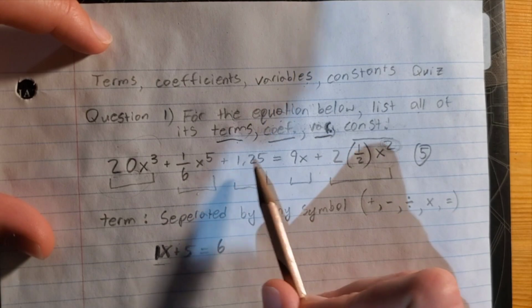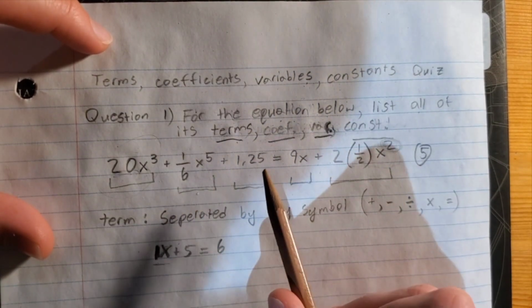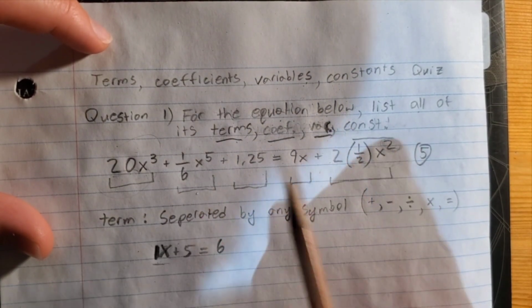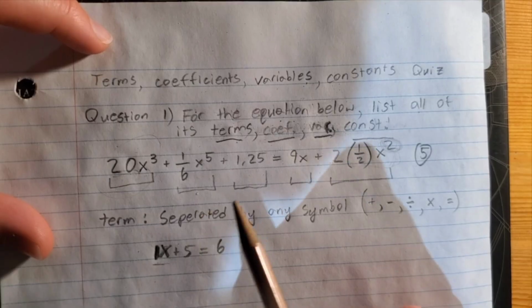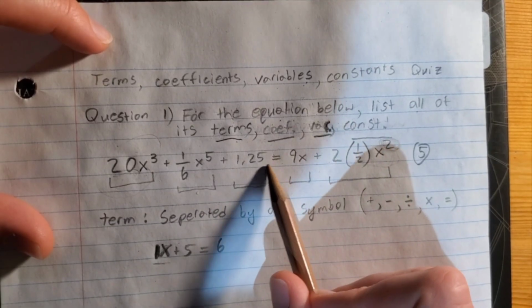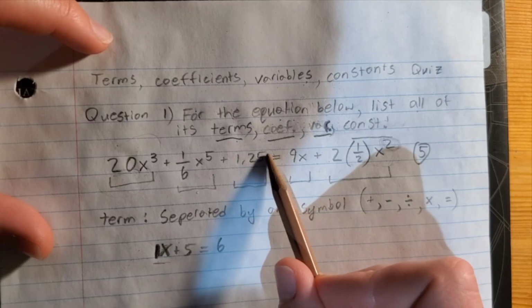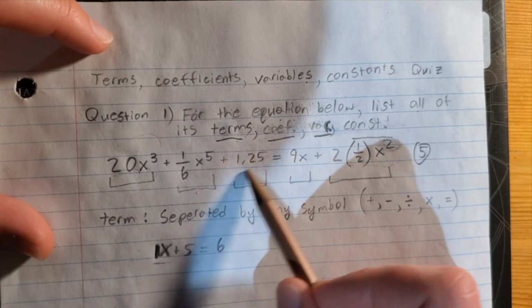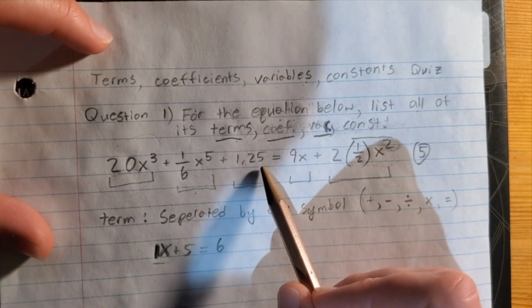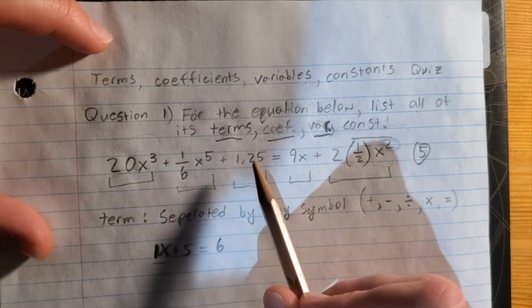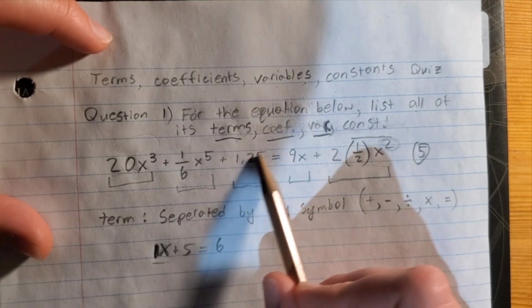Now, 1.25. Is this a coefficient? I really hope you guys are saying no. Because if you look at it, where's the x, right? This guy's all alone. He doesn't have a buddy. He's just by himself. 1.25. Nothing. So then this guy doesn't qualify as a coefficient, okay? So we don't count him as a coefficient.